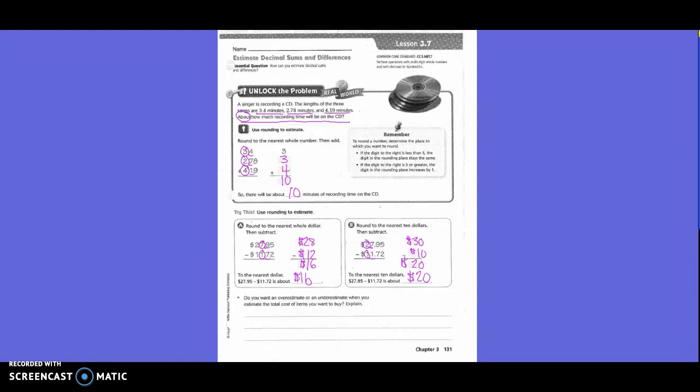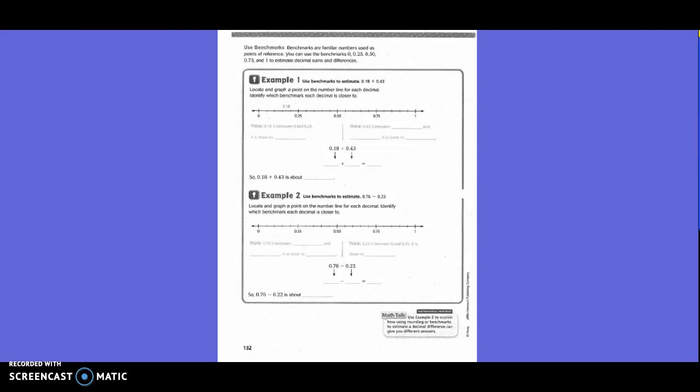Okay. So do you want an overestimate or an underestimate when you estimate the total cost of items you want to buy? Explain. Overestimate so that you would have enough money to pay for your items, so all of them, right? Use benchmarks. Benchmarks are familiar numbers used as points of reference. You can use the benchmarks 0, 25 hundredths, 50 hundredths, 75 hundredths, and 1 to estimate decimal sums and differences.